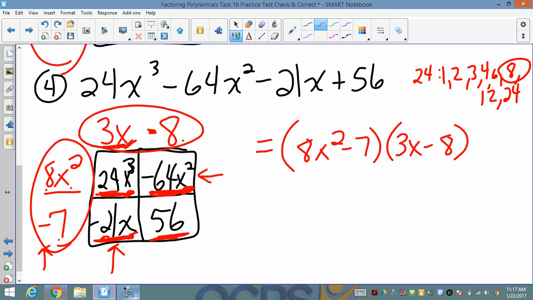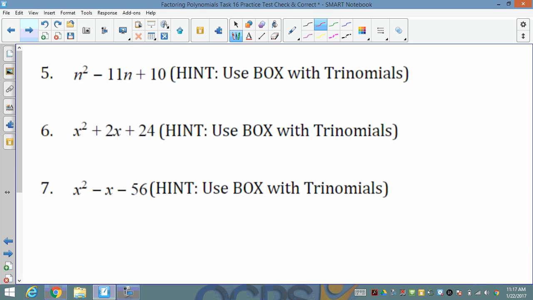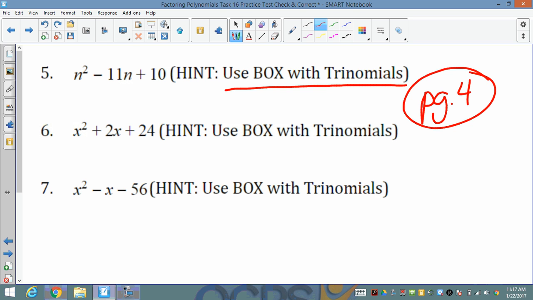All right, moving on to the next method. This method says hint use box with trinomials. And this is from your booklet on page 4. So those are the steps that you are going to be using for the next few problems, and actually for all of the next ones. I know I'm using that because it's a trinomial. 1, 2, 3, 3 terms.